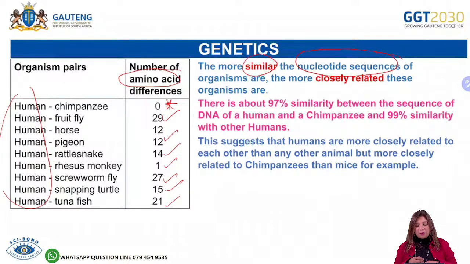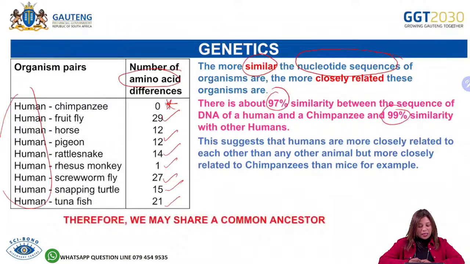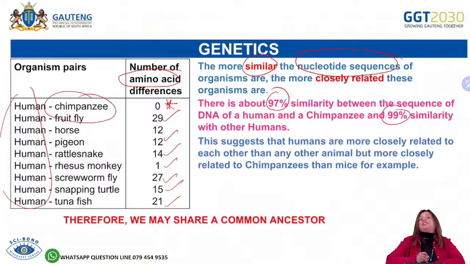This suggests that humans are more closely related to each other than any other animal. Remember, they said between humans, between you and I, we are humans, there's 99% similarity. So that means our basic structure, our phenotype, is basically more or less the same, just the one difference. But they say between the human and the chimpanzee, it's 97% similarity. Shocking. It is really, really shocking. And that is why life science is the most exciting subject there is. And then, therefore, we say we may share a common ancestor with who? With this guy here, the chimpanzee.